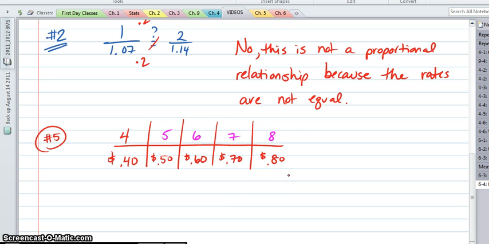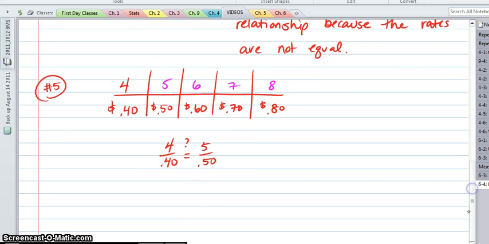So the question is, is this a proportional relationship? Well, is 4 to 40 cents the same as 5 to 50 cents and 6 to 60 cents? That's what we need to figure out. So, are these equal? Again, lots of different ways to do it. Let's say we go ahead and multiply by 100.